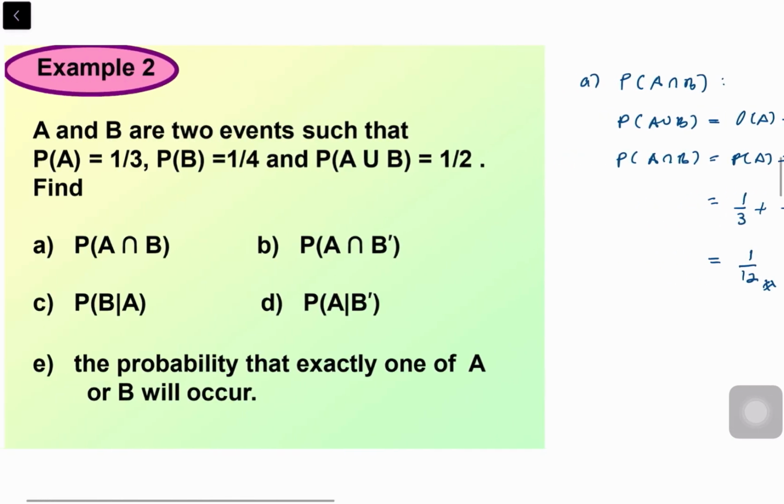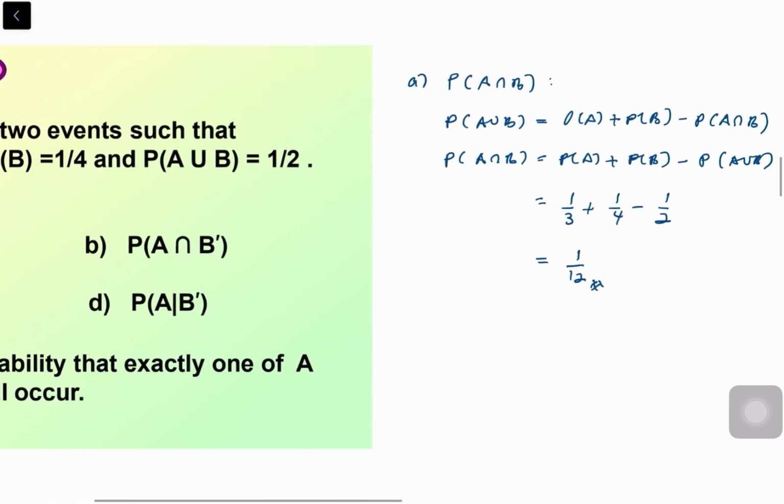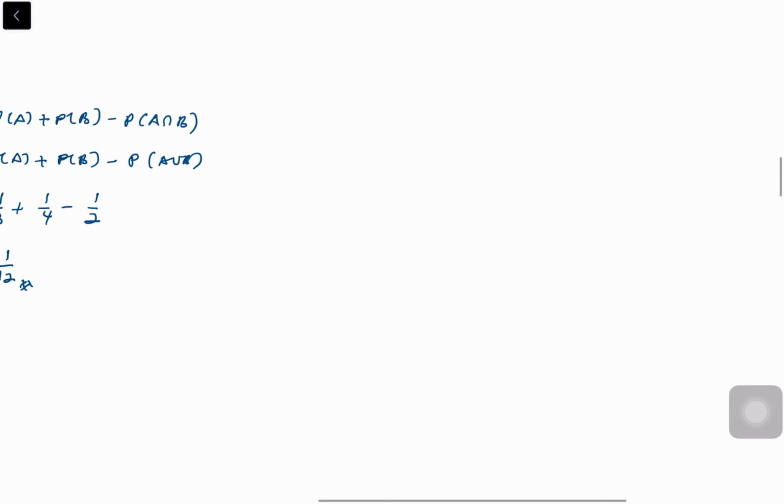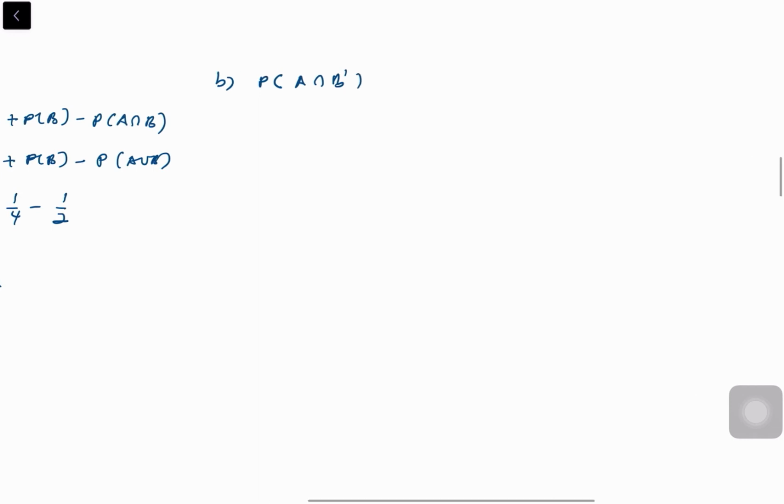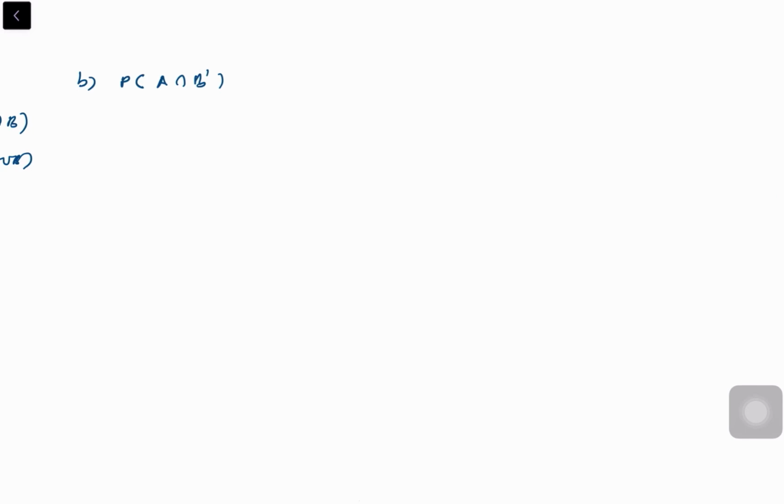So now B, we are looking for the probability of A intersect B complement. We have to use a Venn diagram in order to solve this, because we have a B complement, if you still remember from our previous video. So now let's do the Venn diagram.